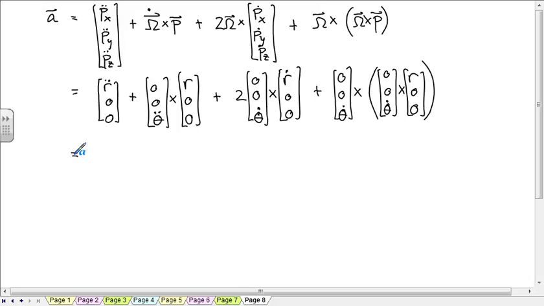You can go through that if you want later, but what you get out of this is r double dot minus r theta dot squared. That's your r component. And your theta component is 2 r dot theta dot plus r theta double dot. Again, that's a formula you've probably seen before, but this is an easy way to remember how to derive it. Any questions about that?